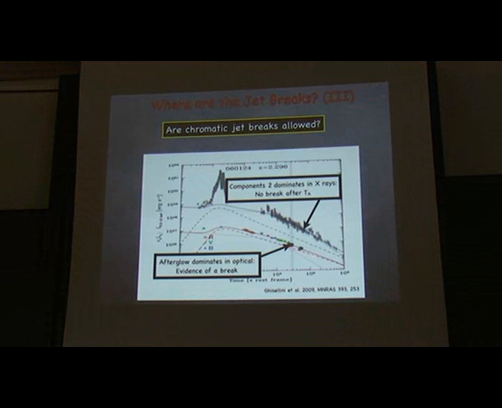In this case, the optical is dominated by the standard afterglow, and we see the break. The X-rays, in our opinion, are dominated by component 2. Here there is the TA, and after the TA we can see that we can put all the points in a single power law without any evidence of a break.